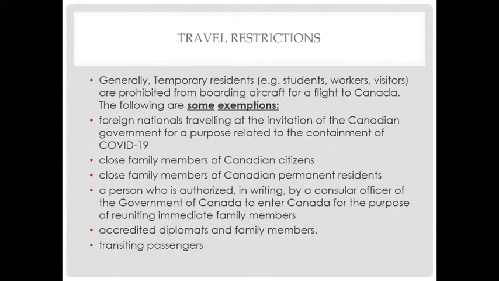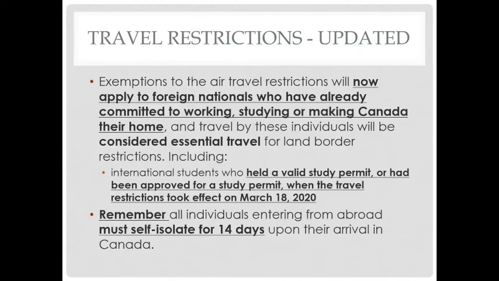Generally, temporary residents, which would include students and international students, were prohibited from boarding aircraft or flights to Canada. But there were exemptions at that time. The exemptions applied to foreign nationals traveling at the invitation of Canadian governments for situations or circumstances related to the containment of COVID-19. Close family members of Canadian citizens were also allowed to come in. Close family members of Canadian permanent residents also enjoyed these exemptions, among other situations. But the government introduced updates to these travel restrictions, and some of the exemptions are these.